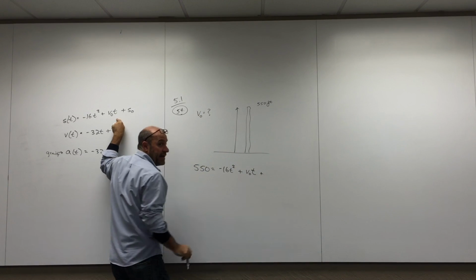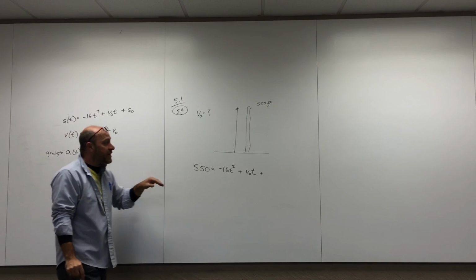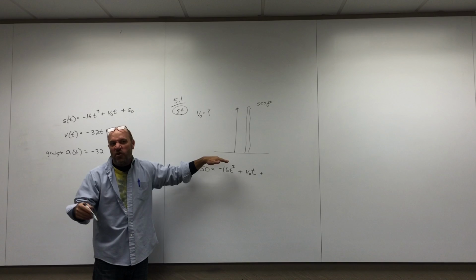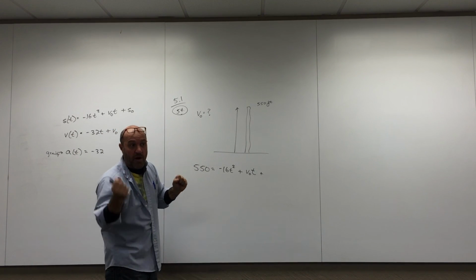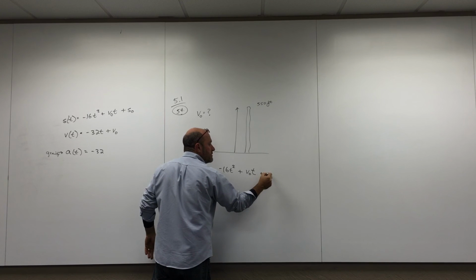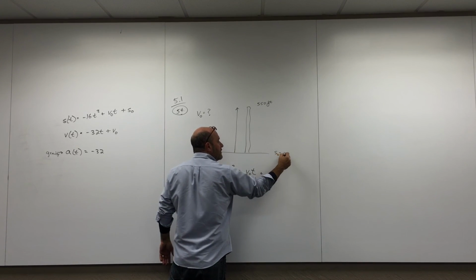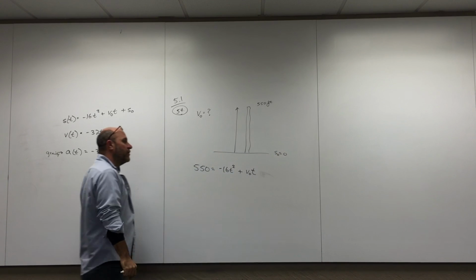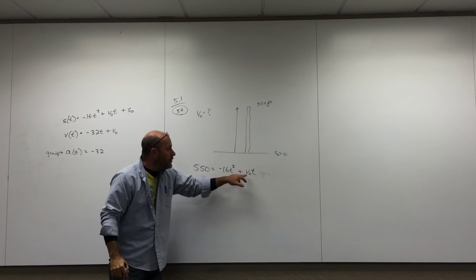Do you know s naught in this problem? You might not have read it too well, but yes. They said I threw it up from ground level, so the initial height from where I threw this was 0. Cool, I'm just going to write s naught as 0 and get rid of that there. All right, so there's an equation. And look at this equation. It has 2 variables.